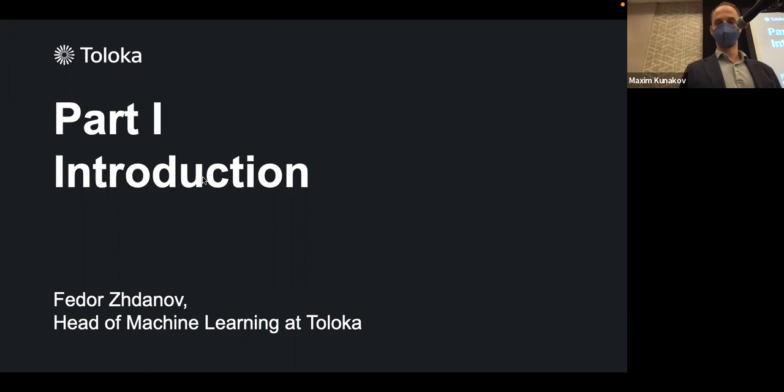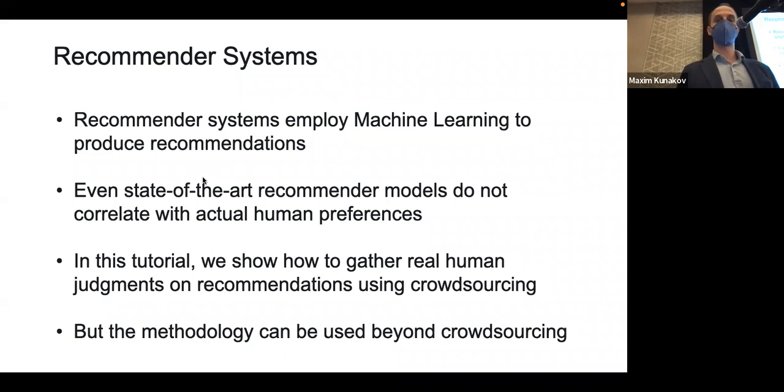That's the target. So, let's start with what recommender systems are and what their goal is. The goal of recommender systems nowadays is to employ machine learning to produce recommendations. However, of course, as with all models nowadays, none of them are perfect, and some don't even correlate with human preferences. And of course, all of us are trying to make them better. But the question is how do we make them better?